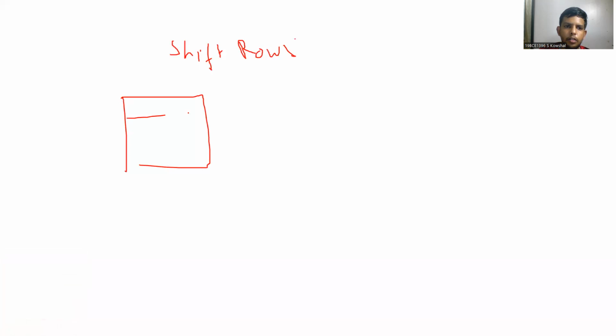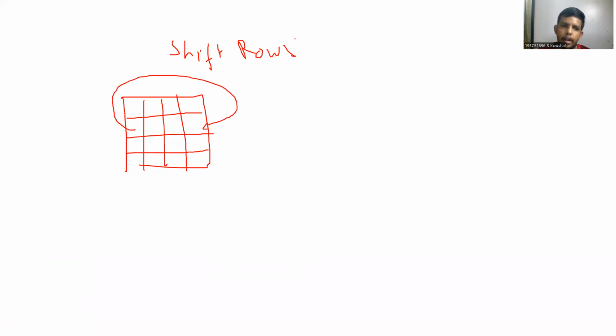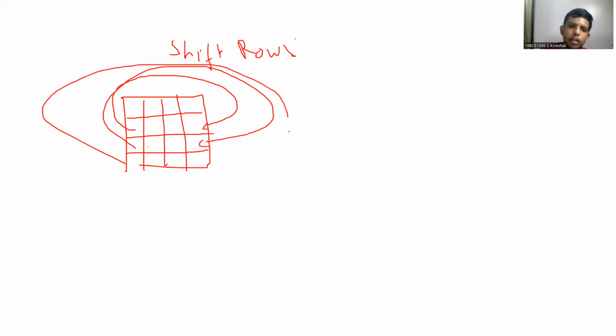So I have a 4 into 4 matrix. I'll replace the rows circularly. I'll replace the last two rows into the last position. I'll insert them here, and then I'll have 3 rows inserted at this point.